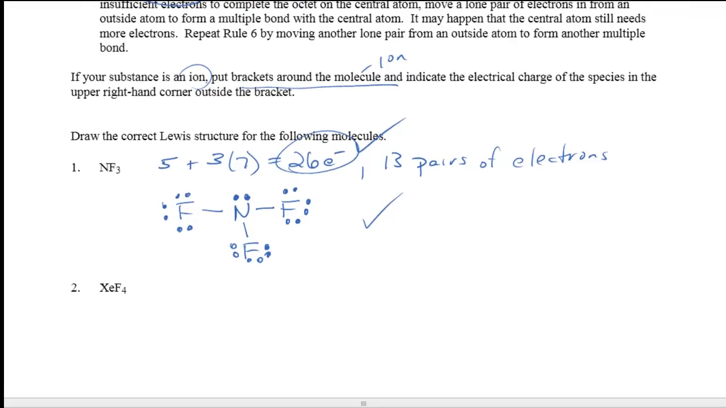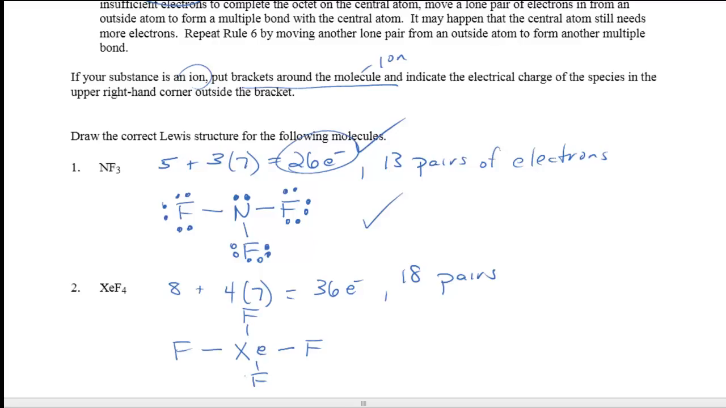Let's go to xenon tetrafluoride. Xenon is a noble gas. It's in group 8 or group 18. That's 8 valence electrons. We have 4 fluorines. The fluorine is in group 7 or group 17, 7 valence electrons. We now have 36 electrons, or 18 pairs of electrons. Fluorine, the most electronegative, needs to be on the outside. I didn't leave myself enough room here, but you get the idea.